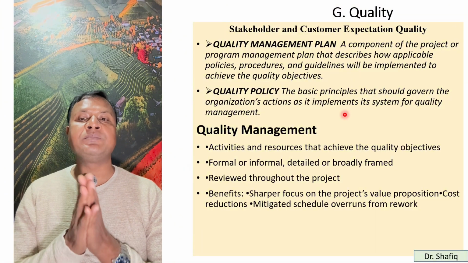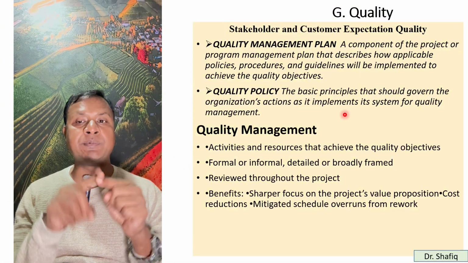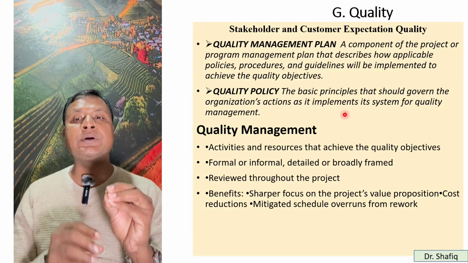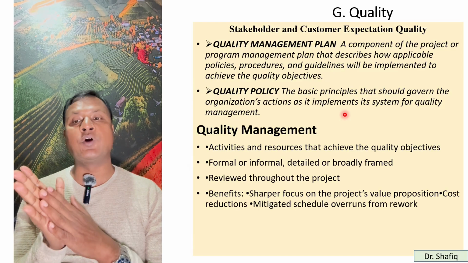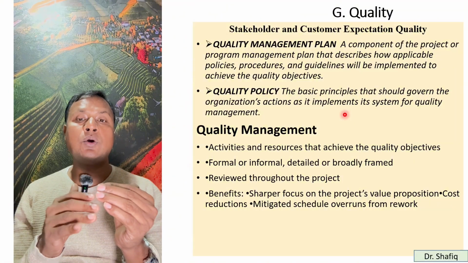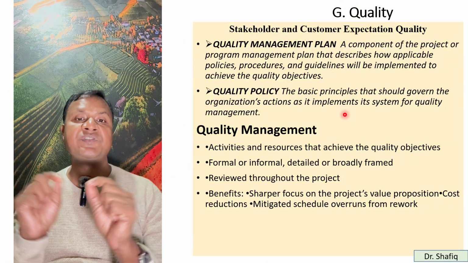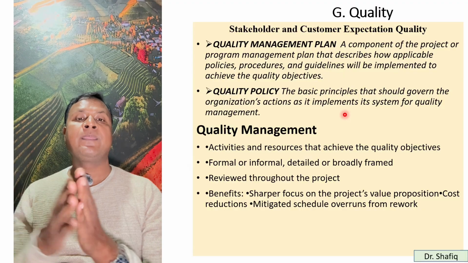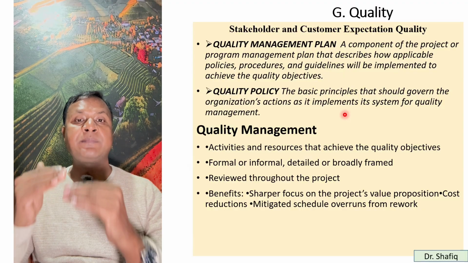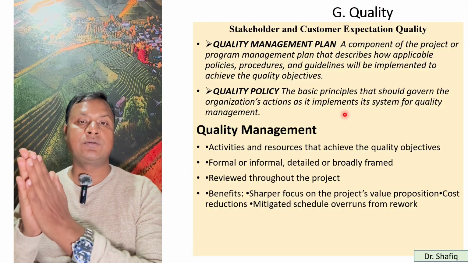So for quality management, actually, you need to have the activities and resources that achieve the quality objectives. And it can be formal or informal, detailed or broadly framed. It can be reviewed throughout the project. For the adaptive and agile approach, it can be for each iteration, each sprint.